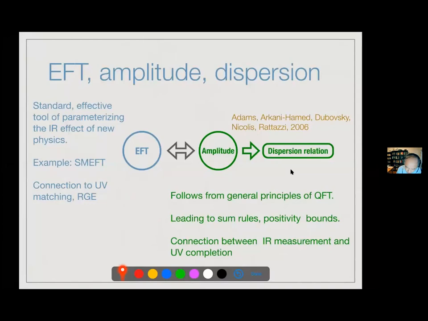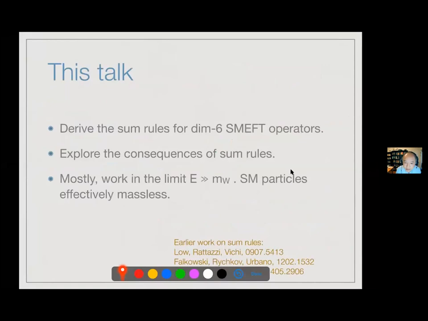So in this talk, I will focus on SMEFT. I will derive the sum rules for dimension six operators of SMEFT. Again, this is the EFT I'm focusing on. I will discuss some aspects of these sum rules and explore their consequences. Mostly for this work, I will work in the limit where the energy of the experiment is much above the weak scale, so I will treat the standard model particles effectively as massless.